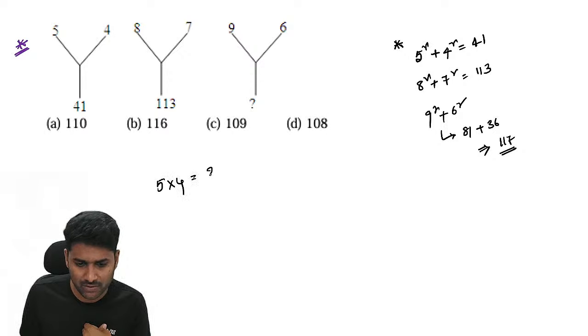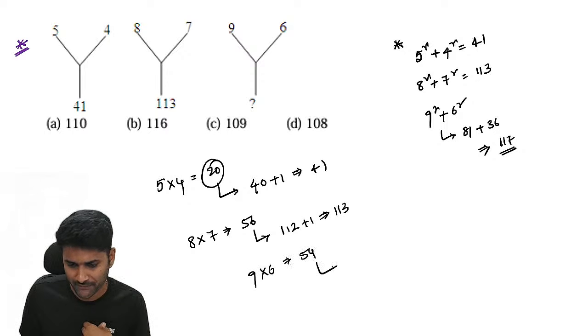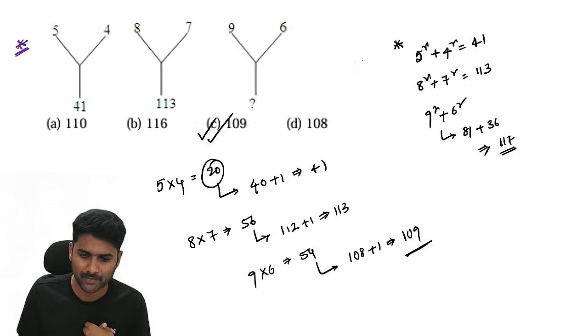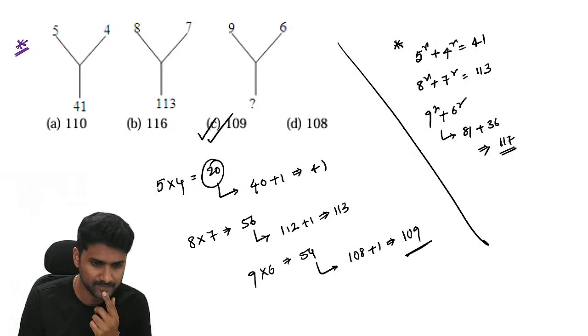5 into 4 is equal to 20, right? Double this number is 40, and plus 1 is equal to 41. Same way, 8 into 7 is equal to 56. Double this number is 112, and add 1, you will get the resultant 113. Same way, 9 into 6 is equal to 54. If you double it, it becomes 108, plus 1 is equal to 109. Yes, Sindhu, very good, Nana. 109 is the correct answer. Yes, Ramesh, good. It's 109.